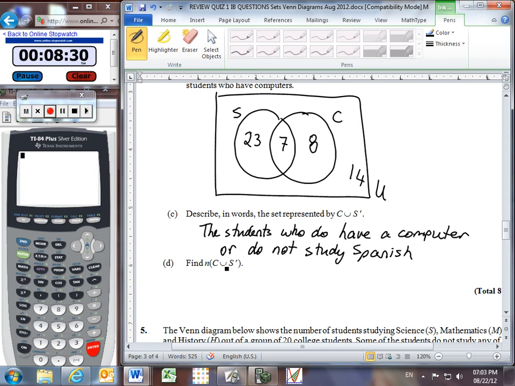If it was C union S, sure, it would be all of this stuff. But because it's C union S not, I suggest maybe that you shade something, maybe you can shade circle C, because you know that all of these will be included. And you don't need to change colors when it's an OR. We're not looking for the region of overlap. We're looking to be as inclusive as possible. So let's also shade S naught, everything outside circle S.